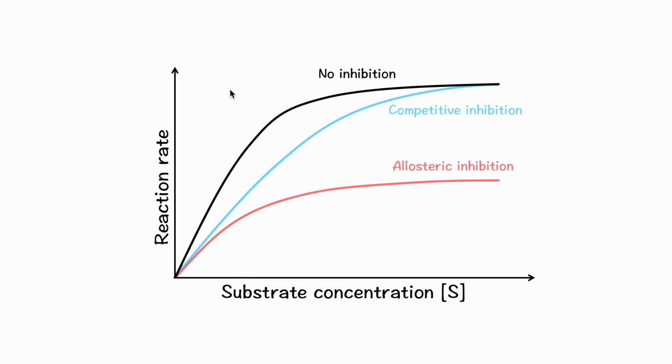So again, here I have one curve showing all of them. We can see the no inhibition curve. Very, very important. If you get a curve like this and they ask you which curve is which, remember, competitive inhibition reaches the top.